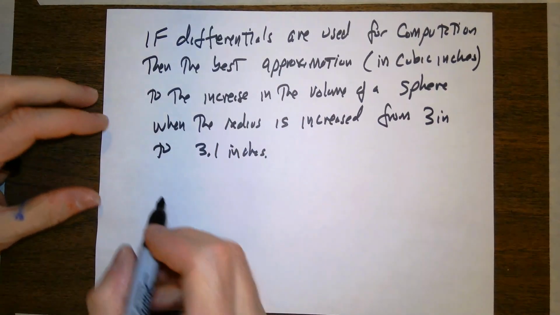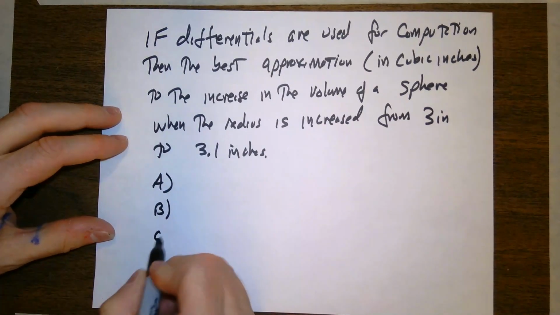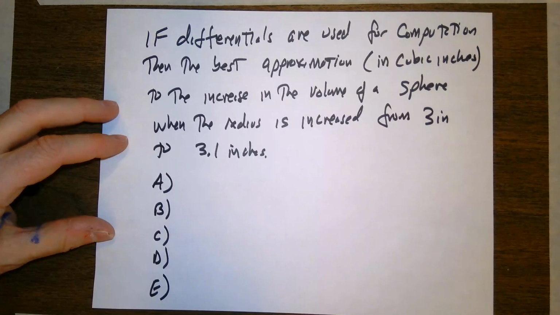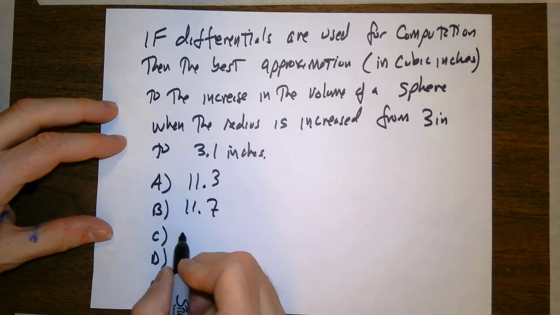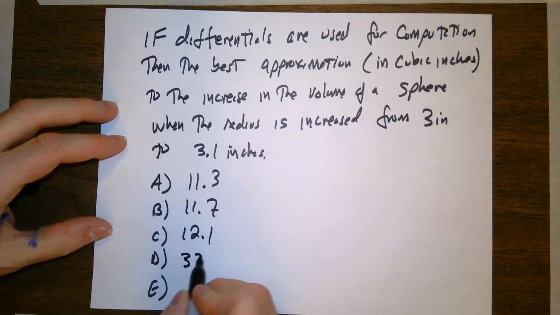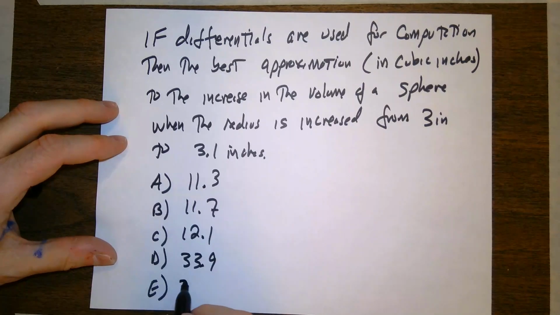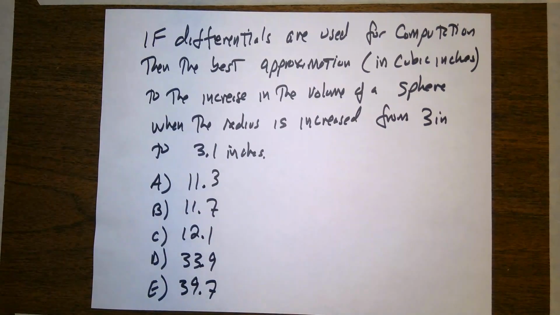And let me give you 5 possible answers here. A, B, C, D, and E. So for A, I'm going to say 11.3. B, 11.7. C, 12.1. D, 33.9. And for E, 39.7. All right, so let me pause for a moment, read this, and talk about the problem here. So in this problem, if differentials are used for computation, then the best approximation in cubic inches to the increase in the volume of a sphere when the radius is increased from 3 to 3.1 inches is what? And we have to pick one of these answers here.